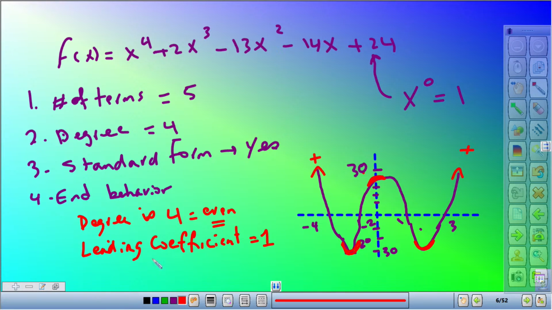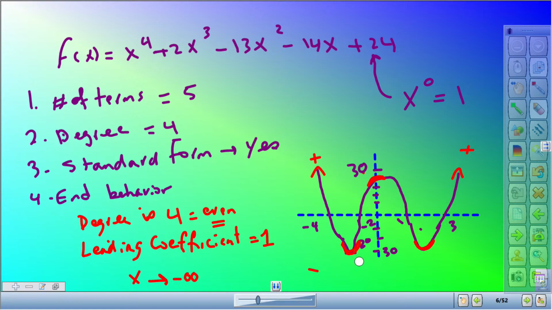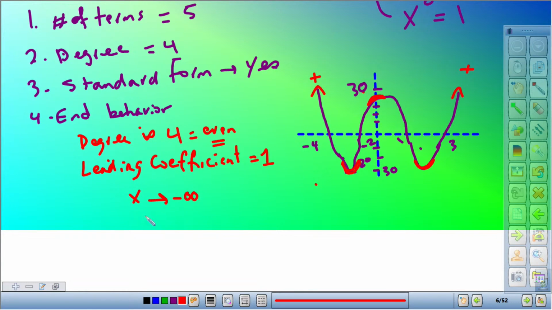End positive, by the way, means as x approaches this side here, like if you have more x's this side, negative infinity, right? The function itself, or f of x, will also approach, in this case, positive infinity. Basically, you're saying if the x goes like this, where are the y's going? The y's are going positive. Okay, that's one side though.